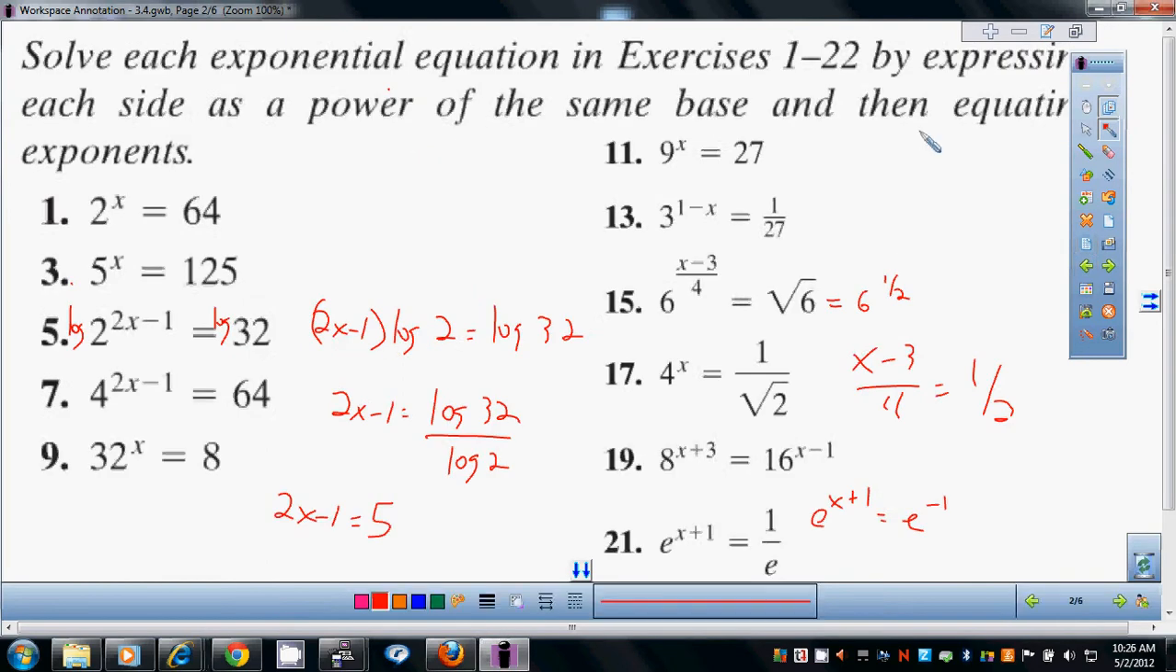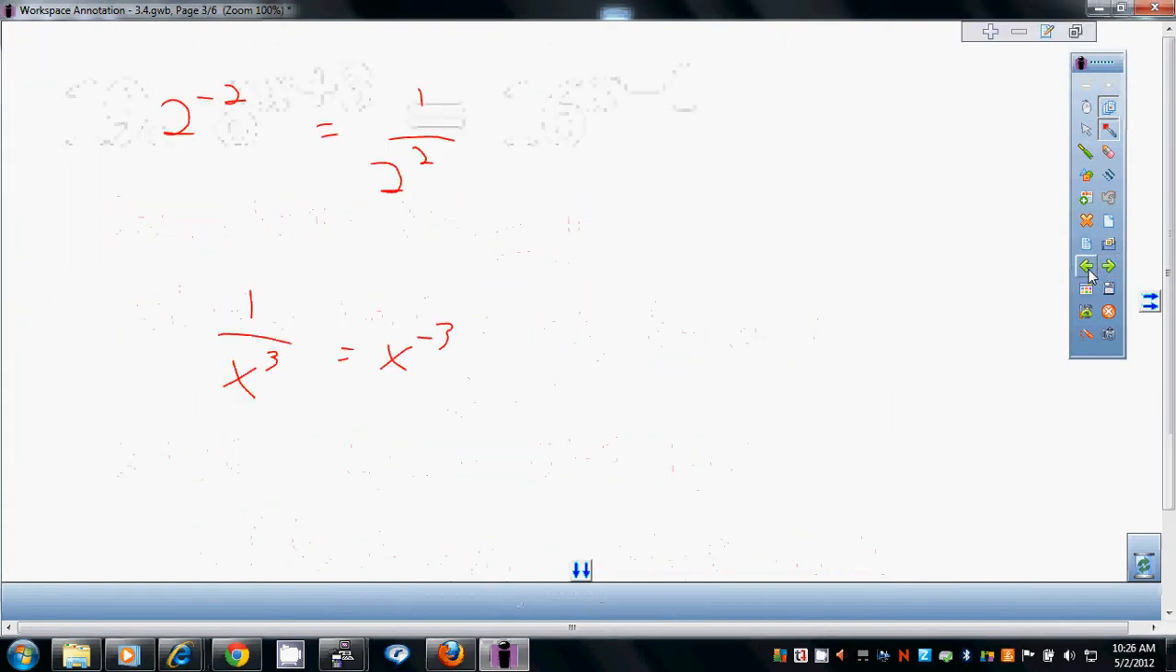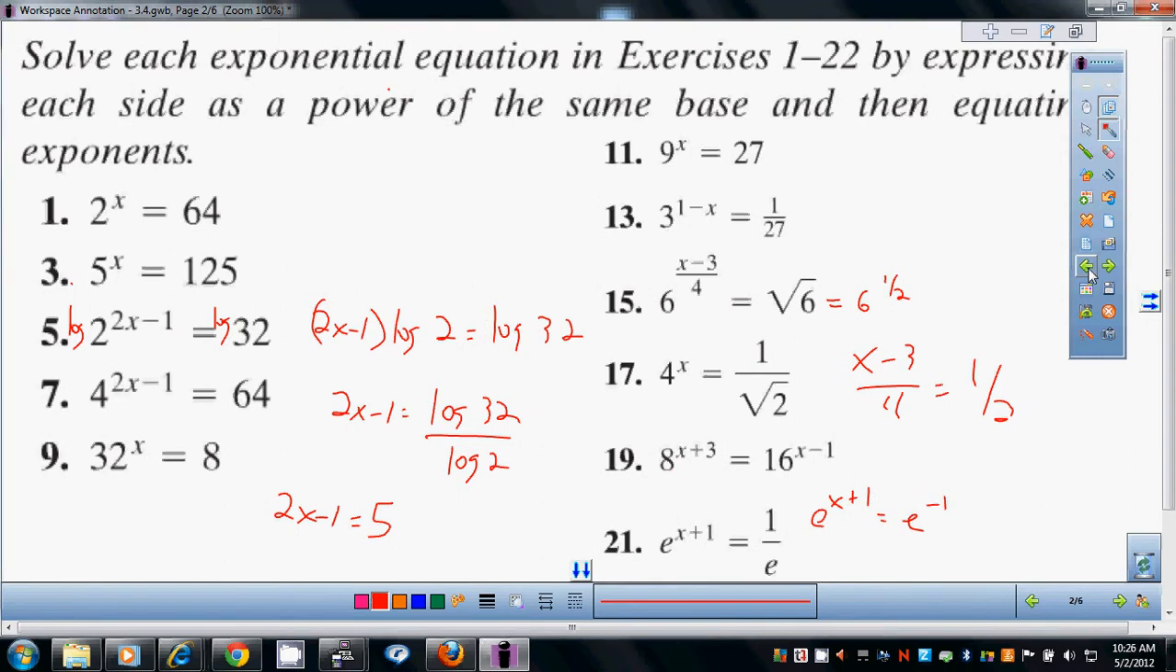Okay. Any further questions about this slide? Pick one. 13. Actually, hold on a second. Well, no, you'd have to set them equal. X plus 1 equals negative 1. Yeah. And once you have a common base, just set the exponents equal.